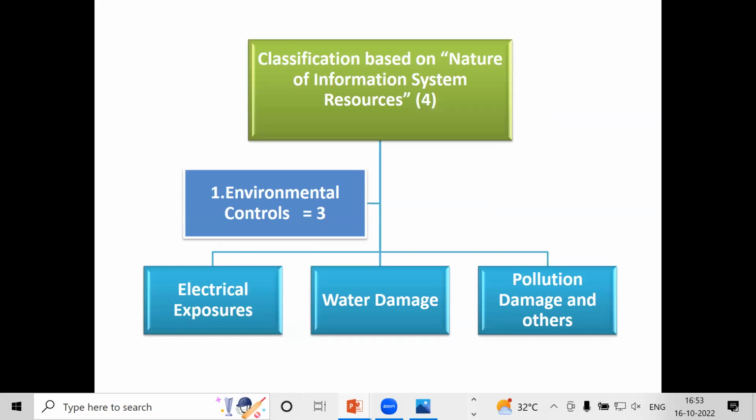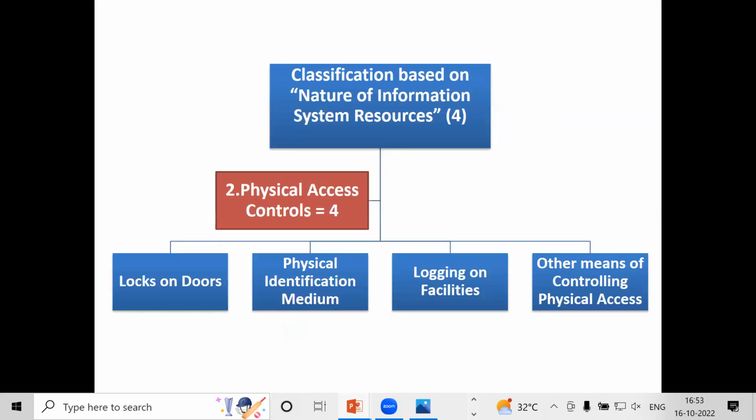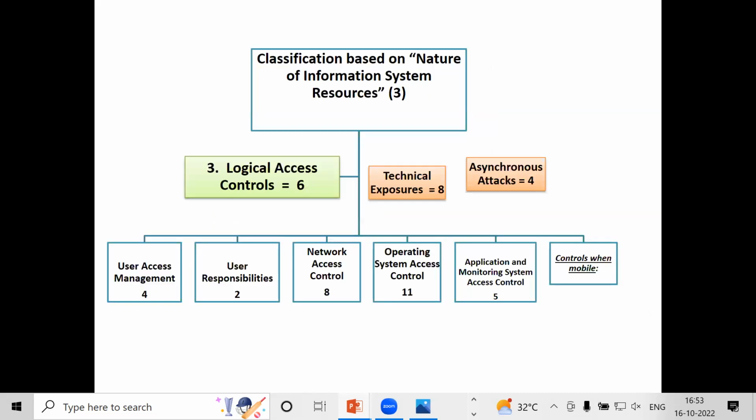First one, environmental controls. You have three, namely electrical exposure, water damage, and pollution damage controls. Then physical access: locks on doors, physical identification media, that is badges, ID cards, etc. Logging on facilities whenever entering in or going out. Other means of controlling physical access are video cameras, CCTV cameras, dead man doors, etc.